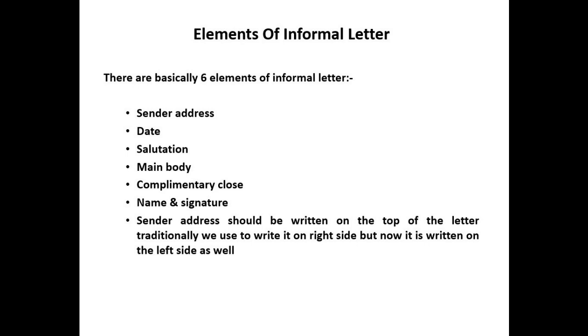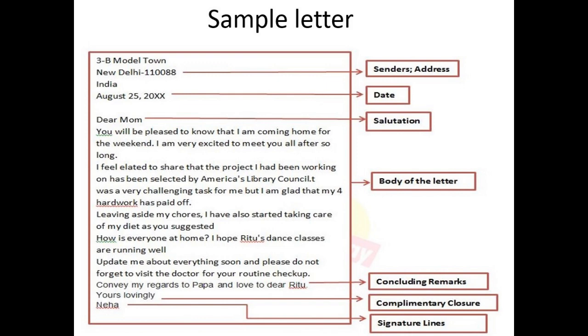Now come to the elements of the informal letter. There are basically 6 elements of an informal letter. Firstly, sender address. Secondly, date. Then salutation. Then comes the main body. Then we have the complimentary close. And at the end we have name and signature. Sender address should be written on the top of the letter. Traditionally, we used to write it on the right side, but now it is written on the left side as well. I have chosen for you a sample of a letter.